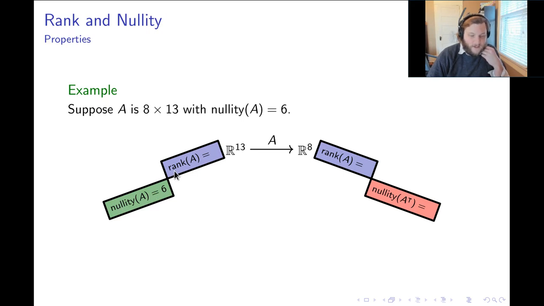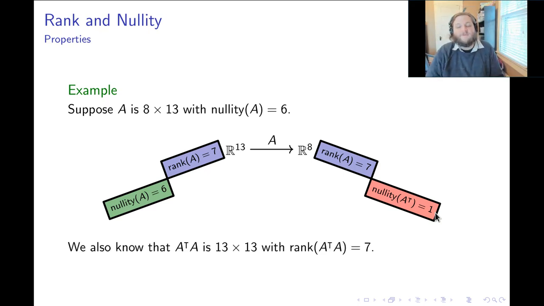Since the nullity plus the rank equals 13, we can figure out the rank ourselves. What plus 6 equals 13? Well, that's equal to 7. So now I know that the rank is equal to 7, and I can move over here and fill in 7 for the rank. What's the nullity of the transpose? Well, the rank plus the nullity of the transpose has to equal 8, so the nullity of the transpose has to equal 1. So by knowing one of these numbers in our boxes and knowing the size of the matrix, we know all of the other numbers.